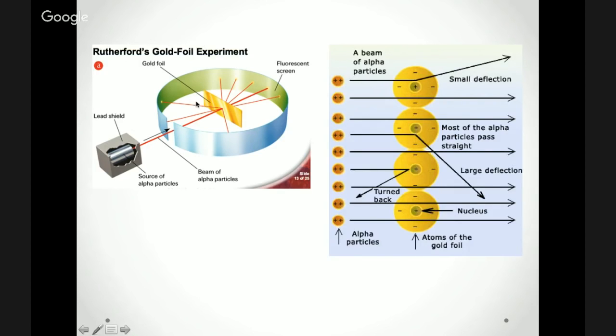We can see here from the picture that the atoms, or the nuclei, I should say, are going straight through the foil for the most part, and this is what he expected. It's the ones that got deflected at angles or got deflected straight backwards.